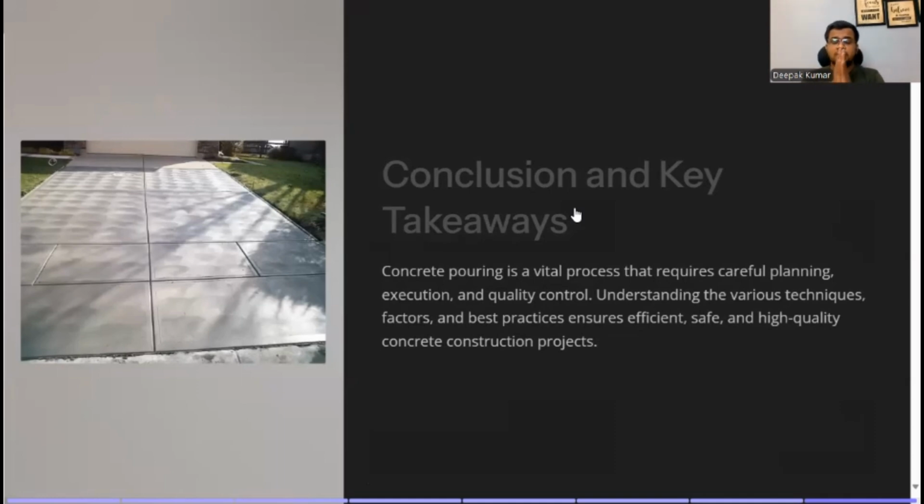These are the conclusion and the key takeaways for the pouring techniques and pouring construction which we have covered.